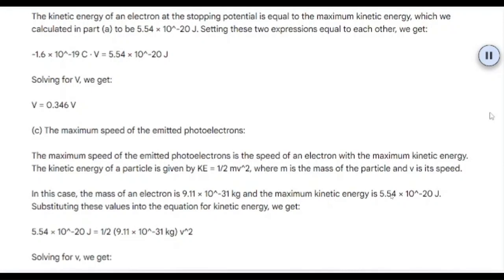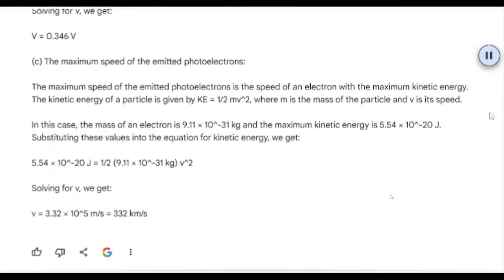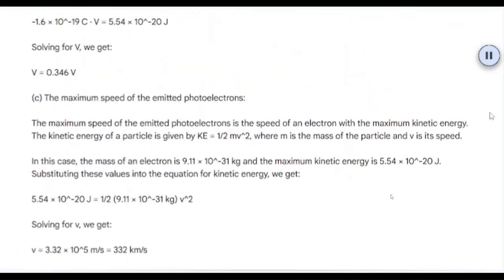In this case, the mass of an electron is 9.11 × 10^-31 kilograms and the maximum kinetic energy is 5.54 × 10^-20 J. Substituting these values into the equation for kinetic energy, we get 5.54 × 10^-20 J equals 1/2 times 9.11 × 10^-31 kilograms times v². Solving for v, we get v equals 3.32 × 10^5 meters per second, equals 332 kilometers per second.